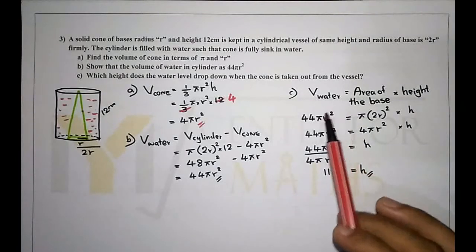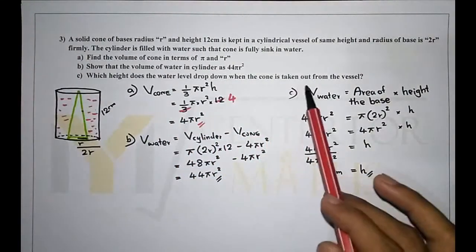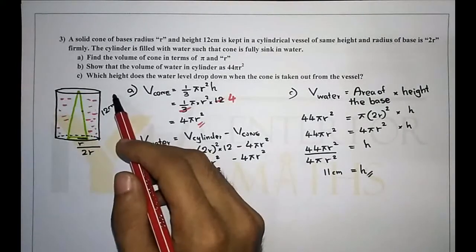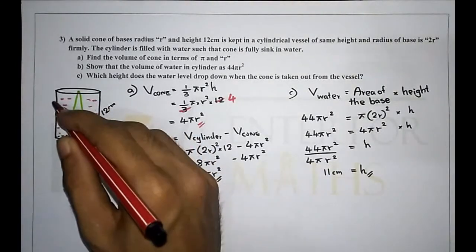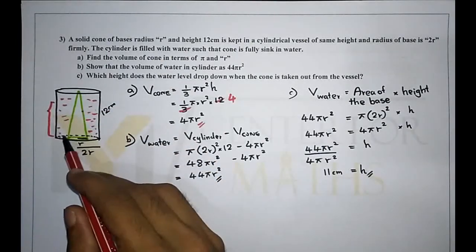And the third one: by what height does the water level drop down when the cone is taken out from the vessel? So they are asking, if the cone is taken out, what is the height of the water level? To calculate that, the area is the same.